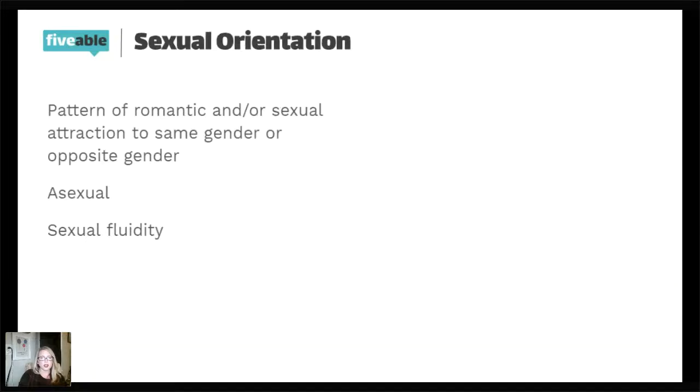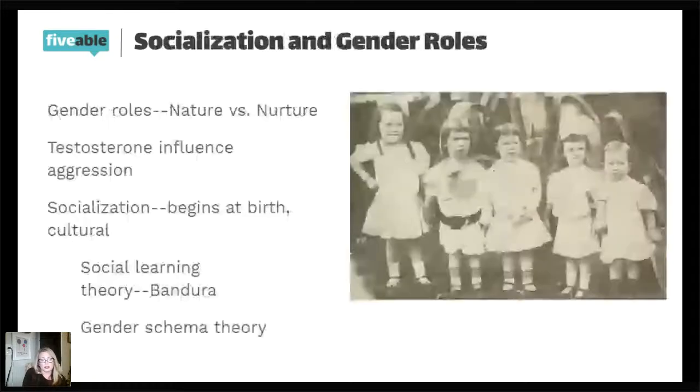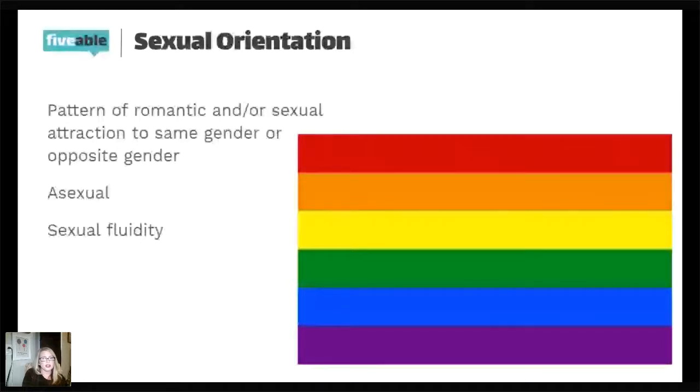Okay, so the AP standards include a standard about sexual orientation, which is a pattern of romantic and or sexual attraction to the same gender or to opposite genders. And in the definition, as I researched it, it said a fixed pattern. However, we see more and more talk about sexual fluidity, that sexuality can change, as well as not being attracted to either gender, which is being asexual. Okay, so I wanted to bring those up as well.